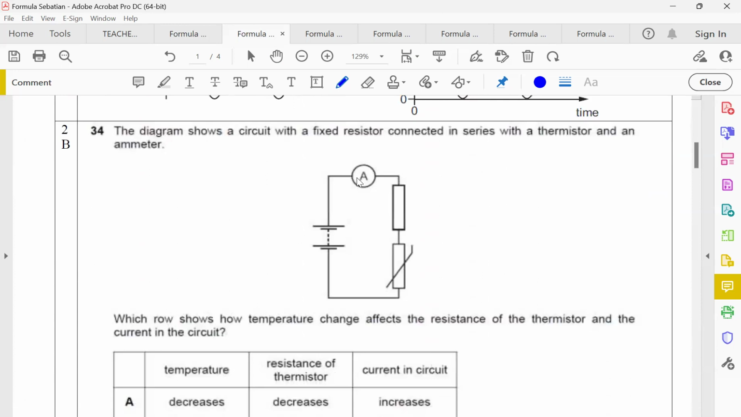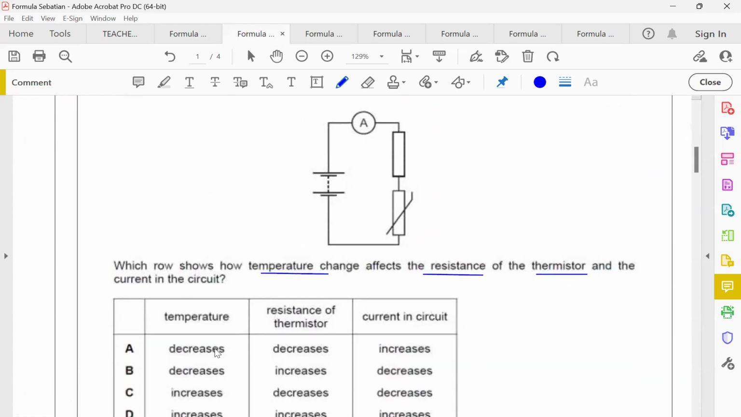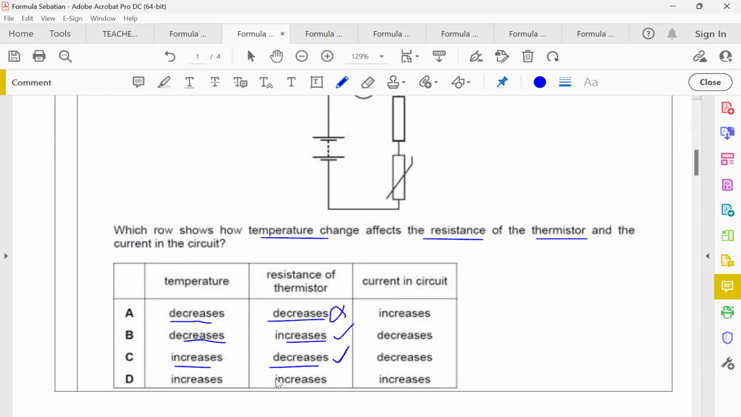34. The diagram shows a circuit with a fixed resistor connected in series with a thermistor once again. Straight away, when you see the word thermistor, you need to know they have an opposite temperature-resistance relationship. Which row shows how the temperature changes affect the resistance of the thermistor in the circuit? Temperature decrease, thermistor decrease, wrong. Temperature decrease, thermistor increase, probably correct. Increase, probably increase, wrong.